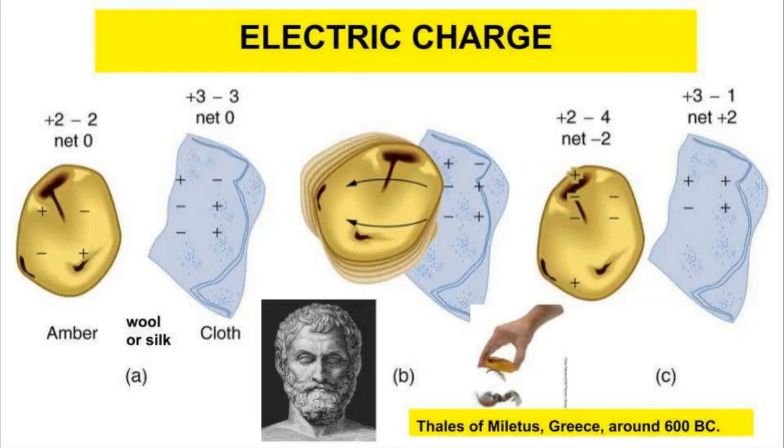About 3000 years ago, a Greek philosopher named Thales noticed that when a piece of amber was rubbed with wool cloth or silk cloth, it would attract lightweight objects such as straw or feathers. The Greek name for amber is electron, and it is the origin of the word electricity.